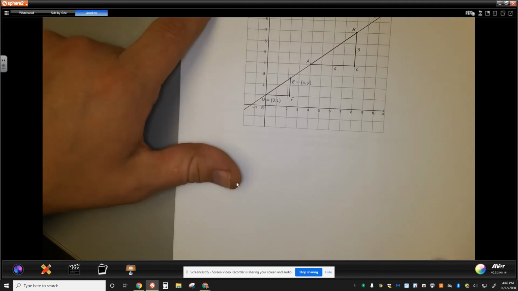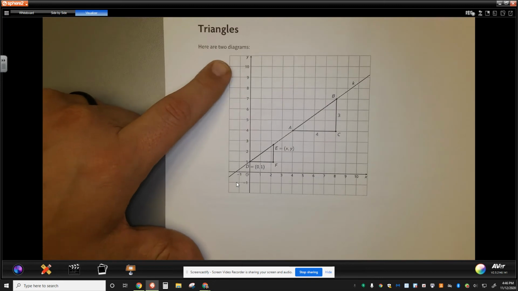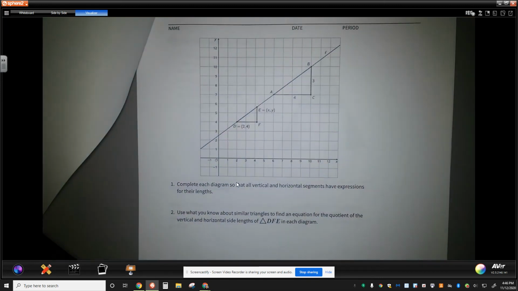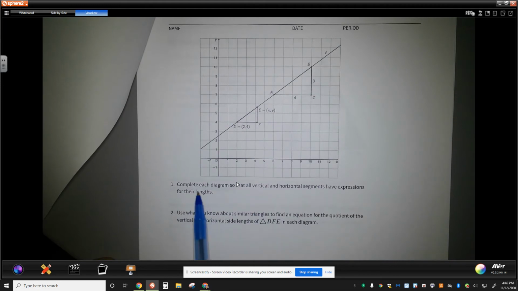I'm going to do this a little differently. So you have this triangle right here. It says here's two diagrams. Here's the first diagram. Here's the second diagram. And what we're doing with these diagrams is, it says complete each diagram so all vertical and horizontal segments have expressions for their lengths.